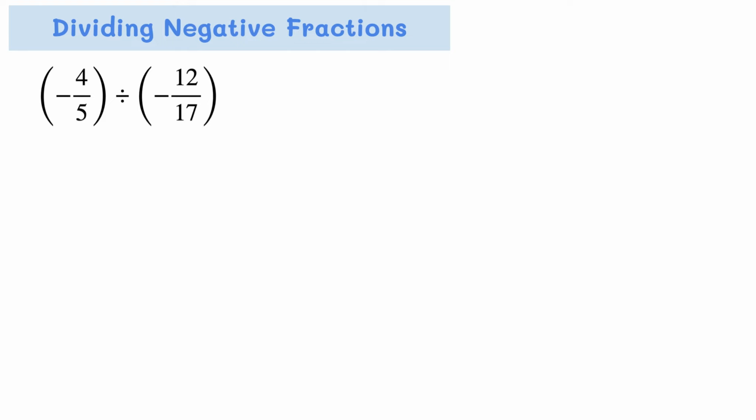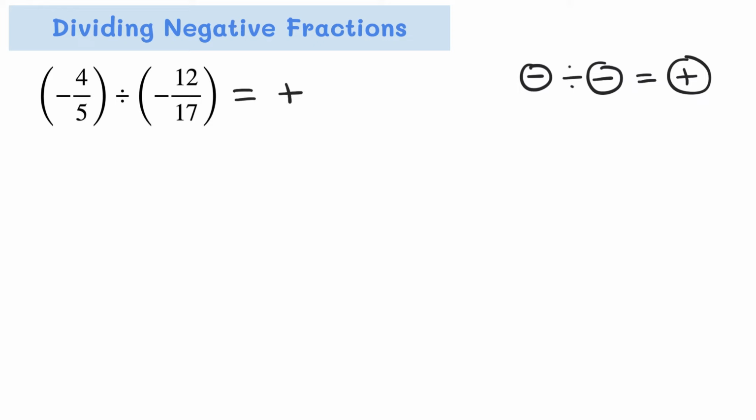And notice that it's close to my estimate of negative 15. So now let's take a look at dividing our negative fractions. In this one, we've got negative 4 over 5 divided by negative 12 over 17. So I've got a negative number divided by a negative number, which means my answer is going to be positive. So I know my answer is going to be a positive number.